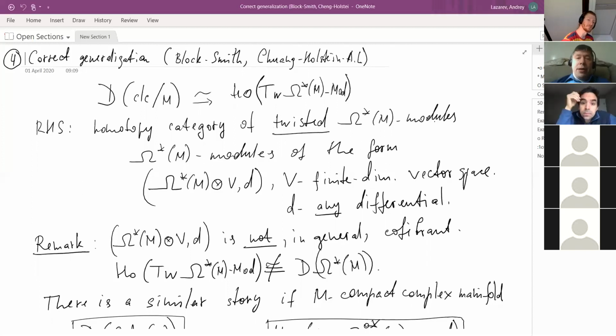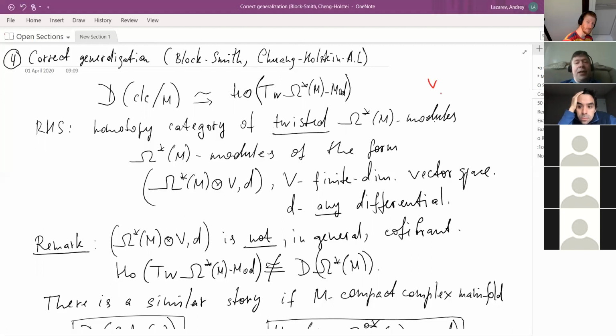Right, so we're here now at the correct generalization. On the left-hand side, we still have the derived category of complexes of cohomologically locally constant sheaves. On the right-hand side, we have the homotopy category of twisted modules over the de Rham algebra. So on the face of it, it looks like it might be quite close to the derived category, but I need to tell you what a twisted module is. So what is a twisted module?